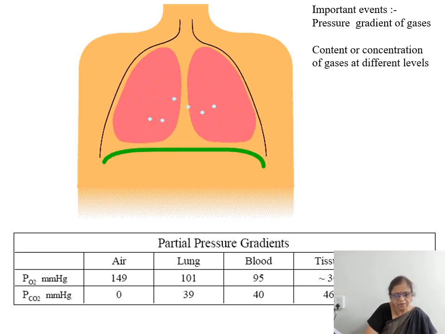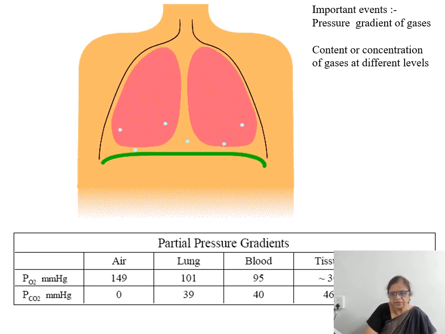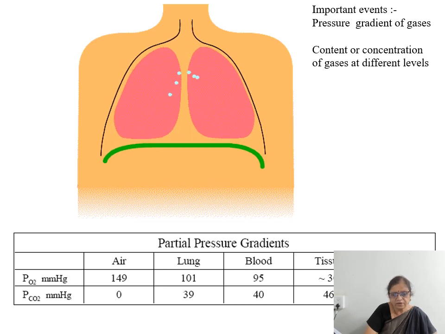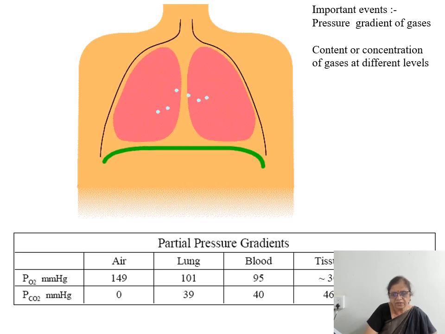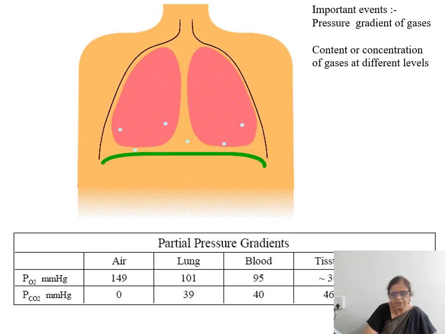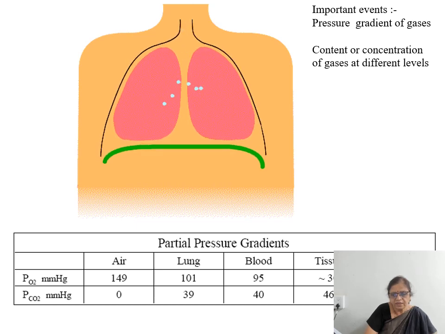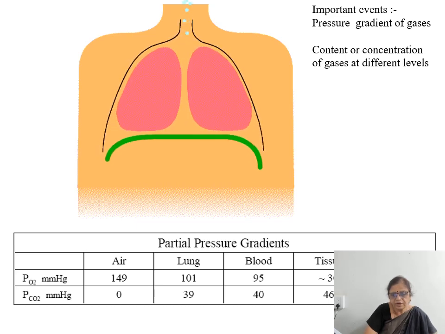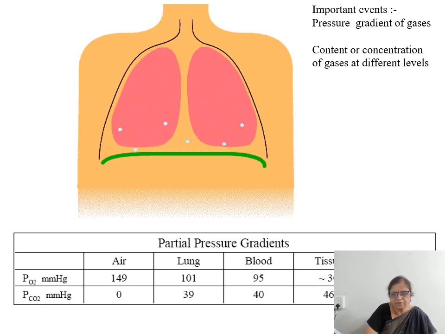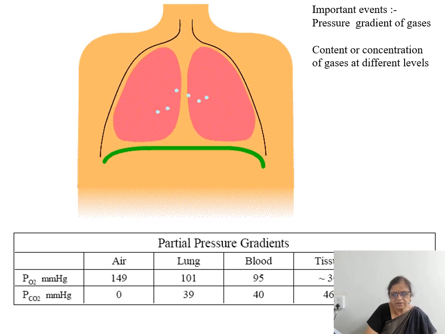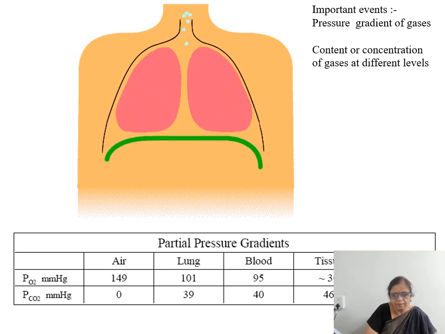If you see the carbon dioxide values, the partial pressure is 46 millimeters of mercury near the tissues, which is the highest concentration. Venous blood, which is coming towards the tissues, because of release of oxygen, will have a PCO2 of 40 millimeters of mercury. So there is a pressure gradient of 6 millimeters of mercury, which will cause diffusion of carbon dioxide from tissues into the blood, from blood into the lungs.